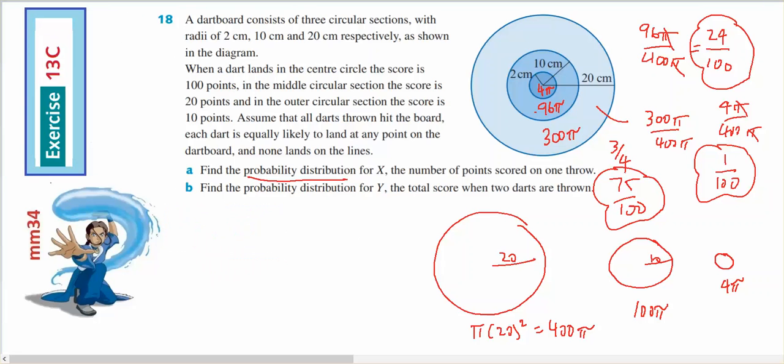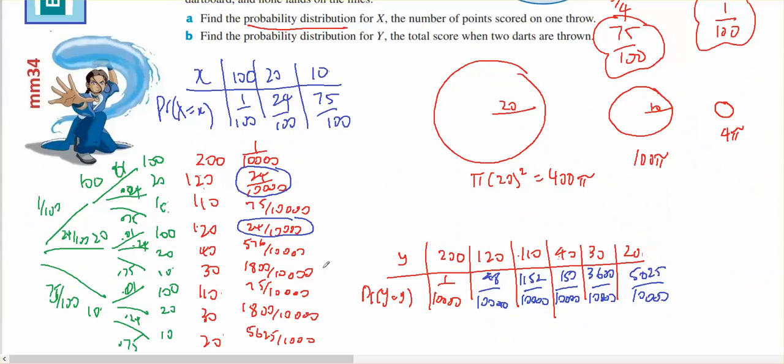So for part A, X can be, how many points do they get? Okay, so here's my tree diagram, all drawn out with all my possible outcomes. I can get 100 and 100, that's 2 bullseyes, a total of 200. 1 on 100 times 1 on 100, because the probability of getting 100 is 1 on 100. So 200 is my 1 on 10,000.